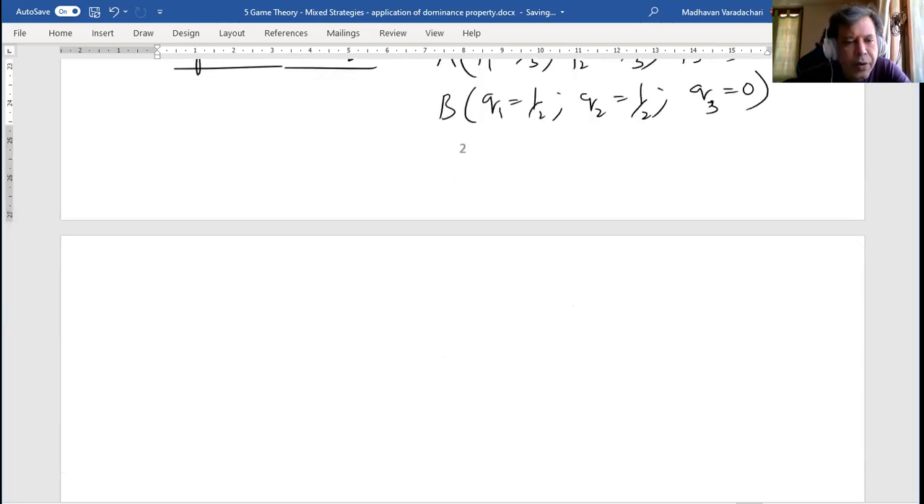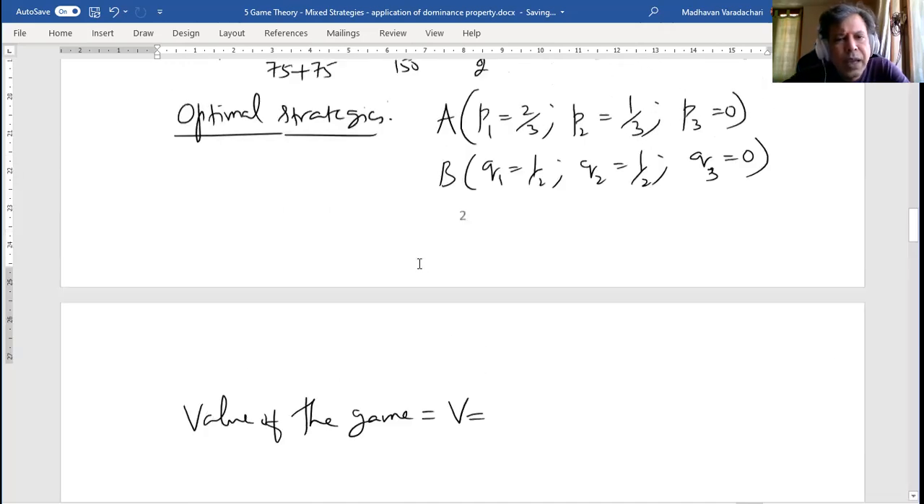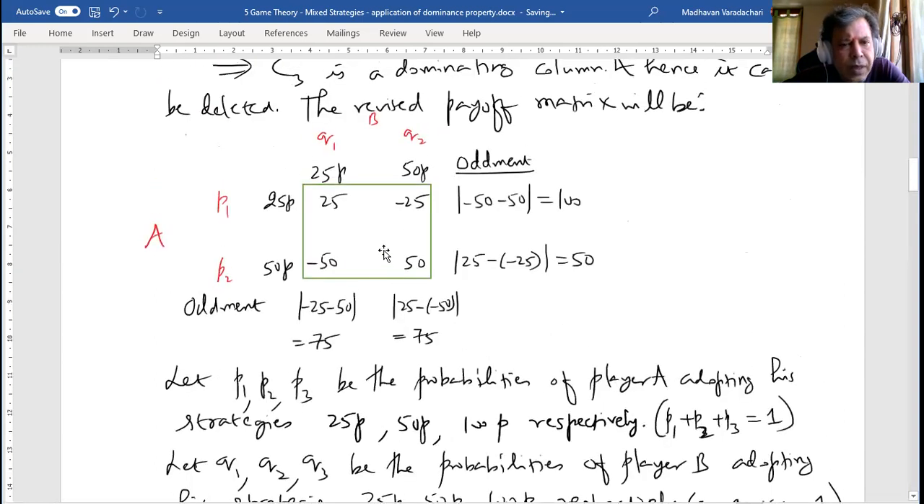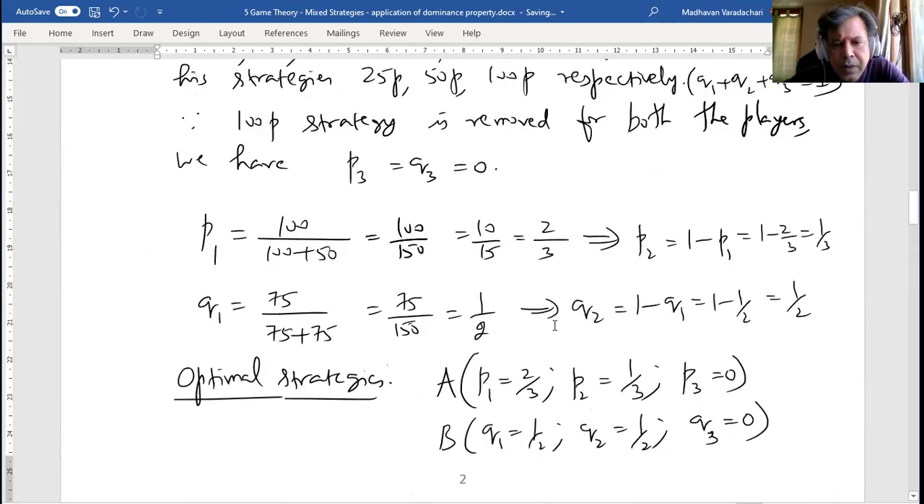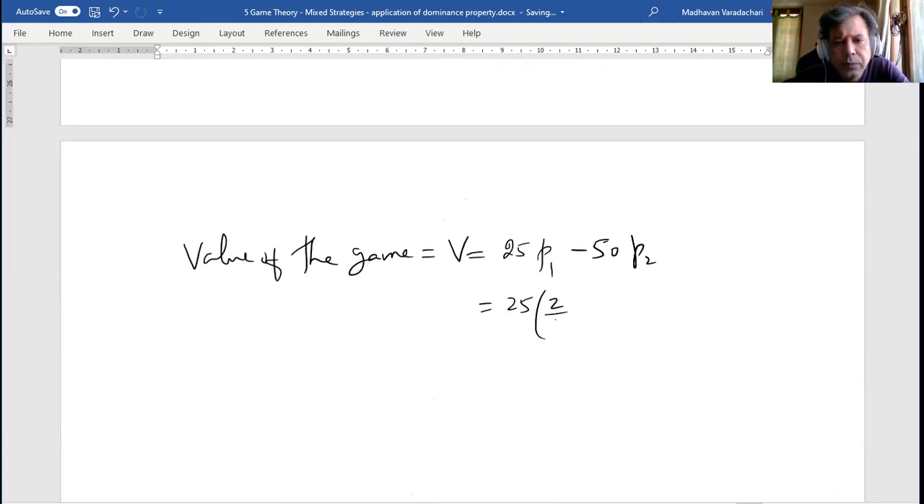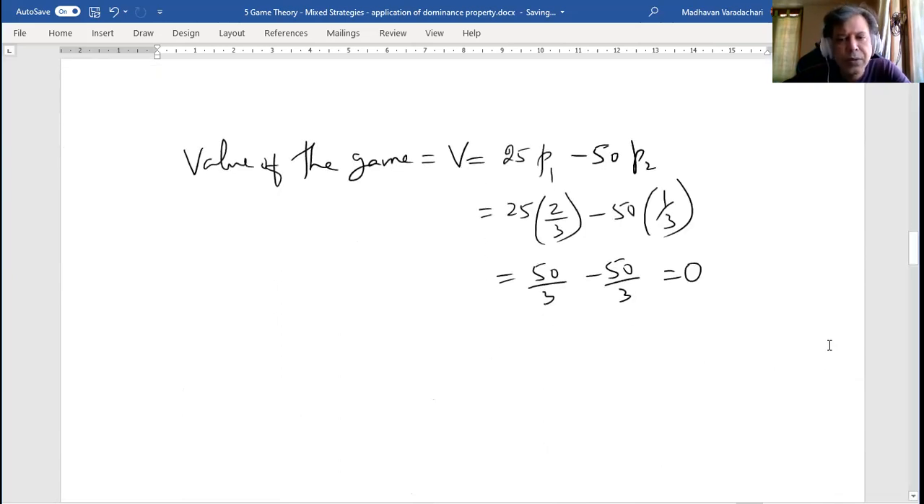Now let us calculate the value of the game. We can use any one expected value function. So let me say 25 P1 minus 50 P2. That is 25 times, what is P1? 2 by 3, minus 50 times 1 by 3, which is 50 by 3 minus 50 by 3. That gives you 0. So here the value of the game is 0.